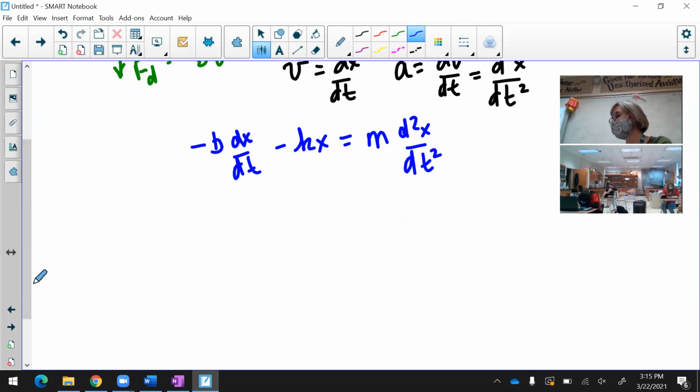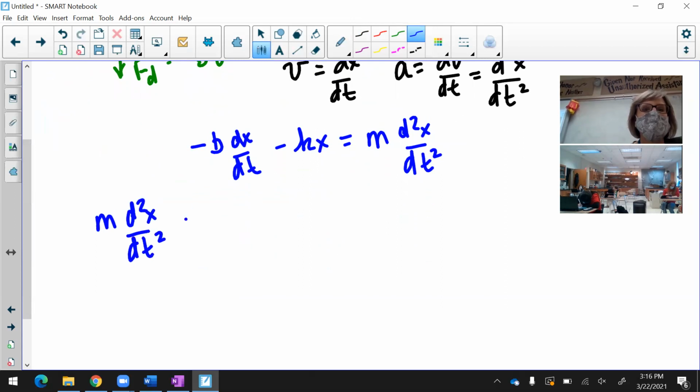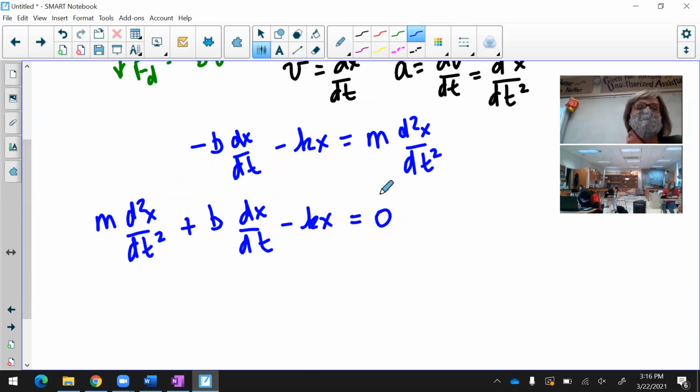And then just because I can, I'm going to bring everything over to the same side. So I've got m times the second derivative of x plus b dx/dt plus kx, and all that's going to be equal to 0. Oops. Thank you. I can tell by the look on your face that it doesn't quite work. I appreciate it. Okay, so this is a differential equation.